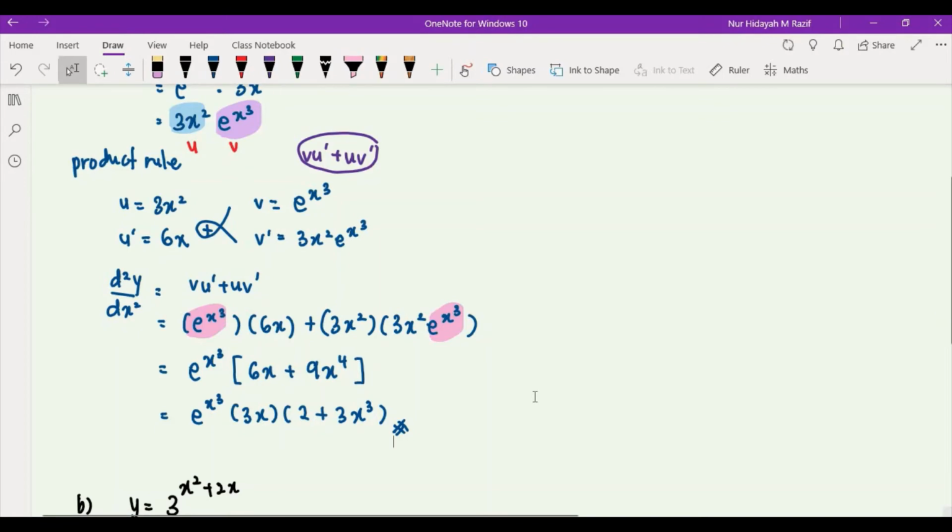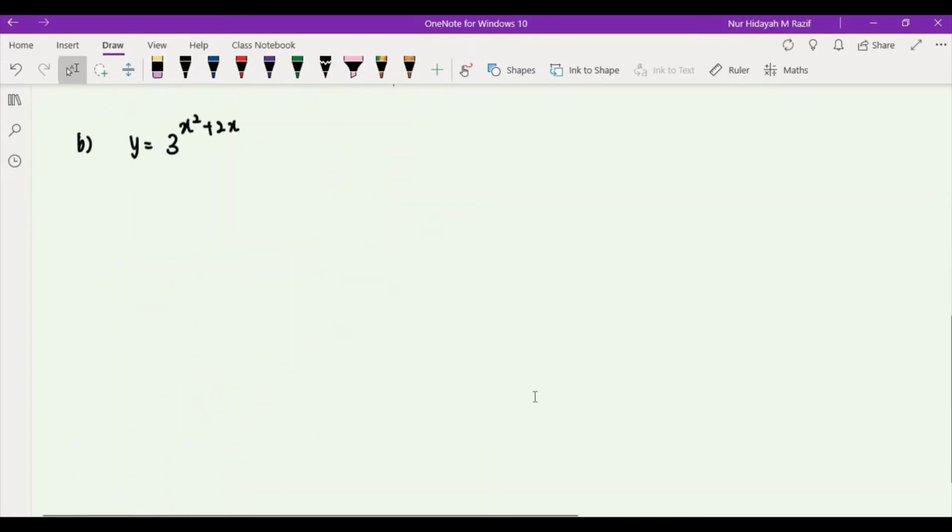And that is our second derivative. Okay, now let's take a look at question B. How do we solve this one? It's still the same as the previous example. So, apa yang kita kena buat first?